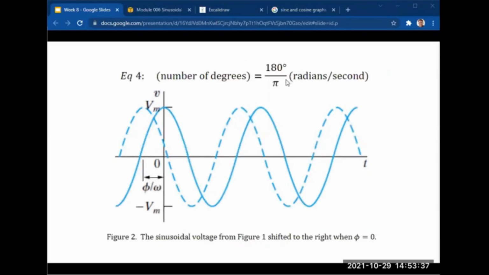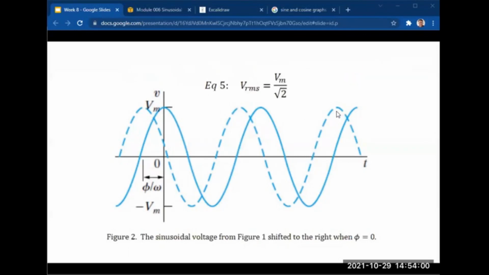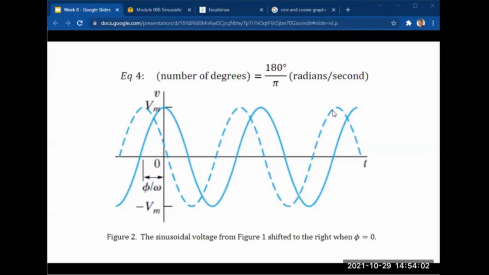By the way, this is the conversion from degrees to radians. So 180 over pi, because 360 is equal to 2 pi. Going back to the formula, let's discuss phi first. So this is phi, by the way. Phi is what we call the phase angle.